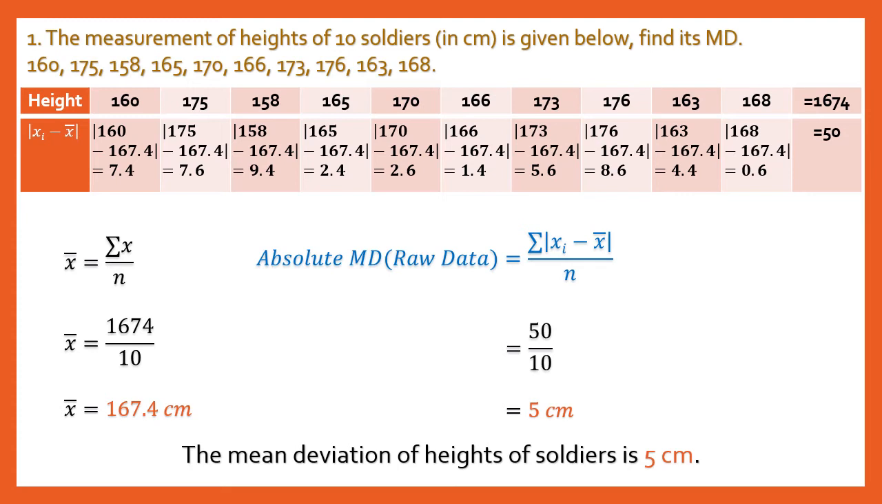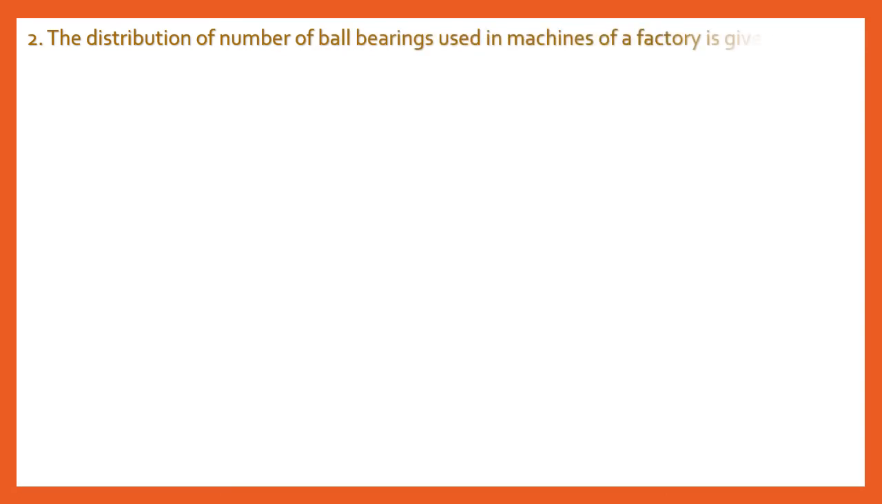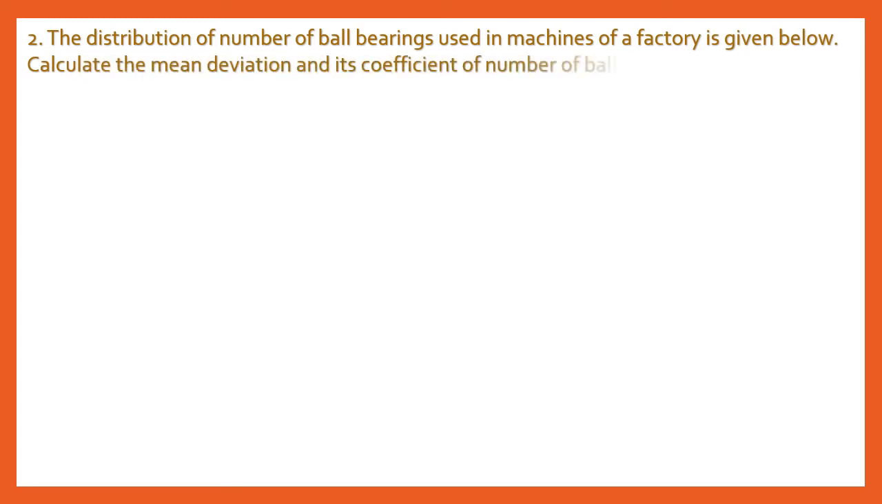Was that an easy one? Let's move forward to the second question. Question number 2. The distribution of number of ball bearings used in machines of a factory is given below. We have to calculate the mean deviation and its coefficient of number of ball bearings per machine.